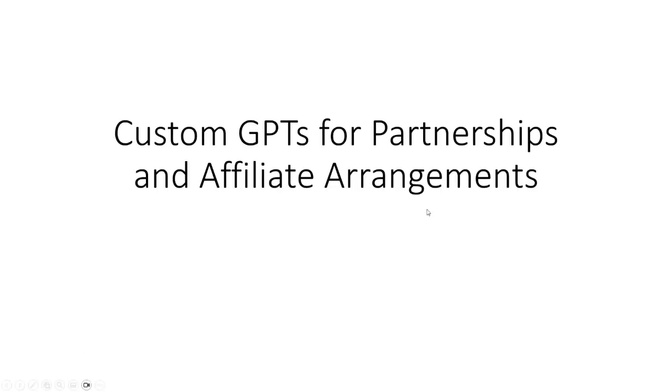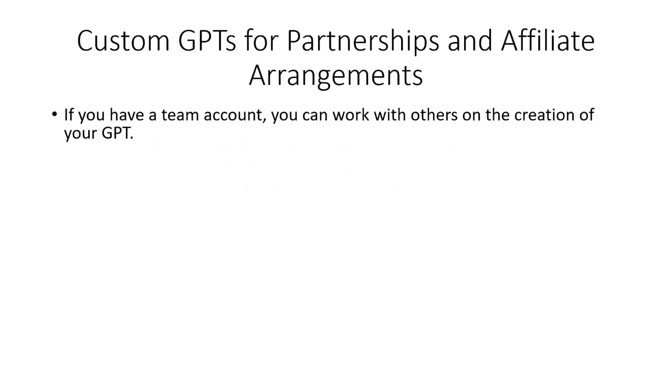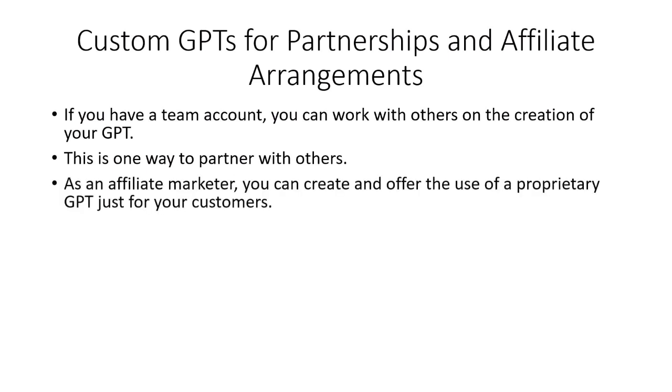And so let's get into using GPTs for partnerships and really affiliate arrangements. I just want to make this brief statement: if you have a team account, you can work with other people on the creation of your GPT. It's one way for you to partner with other people. So that's pretty much all I want to say about partnering. I do want to get into what you're going to do as an affiliate marketer. You can create and offer a proprietary GPT just for your customers. In other words, if people buy through your affiliate link, you're going to create something really special for them inside of a GPT, with a USP in it, that they can't get elsewhere, and they're only going to get it if they buy through your affiliate link, right?